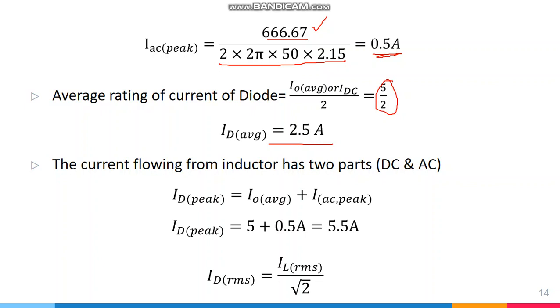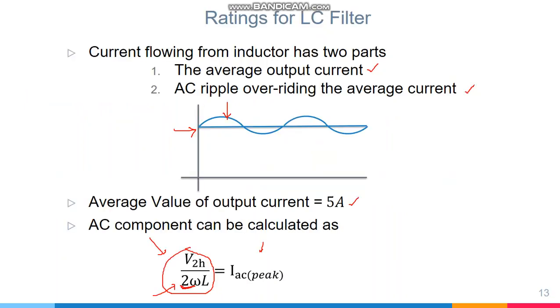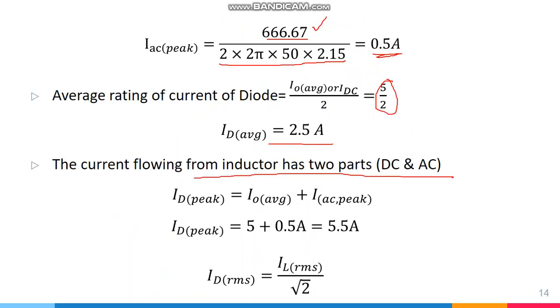Okay, as discussed, the current flowing from the inductor has two parts, DC and AC component, and the same will be flowing through the diodes. Therefore the peak value of the diode current should be equal to this average value plus this ripple that is due to the AC component. The height of this AC component is 0.5 ampere, and the average value is 5 ampere. Therefore the peak value of the current from the diodes will be 5.5 ampere.